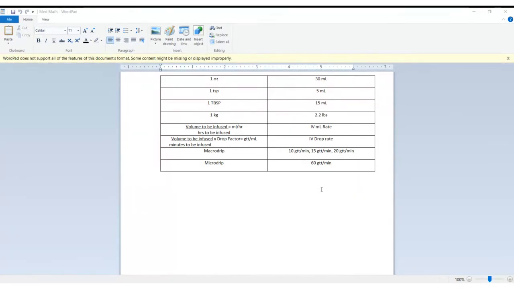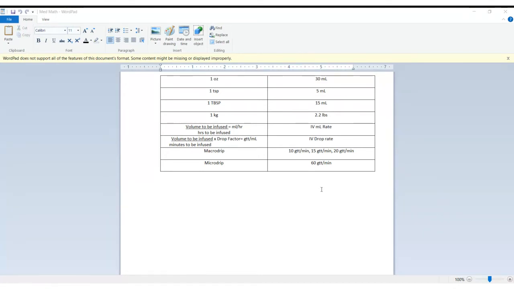The IV drop rate: sometimes you don't have an IV pump, and so you're counting drops. A lot of nurses went through this during the pandemic. They didn't have IV pumps. They were counting those drops. And so it's your total volume, which is milliliters, over the minutes to be infused. So if your professor gives you a time in hours, you have to convert that to minutes. So if the professor writes 2 hours, that's 120 minutes, times the drop factor.